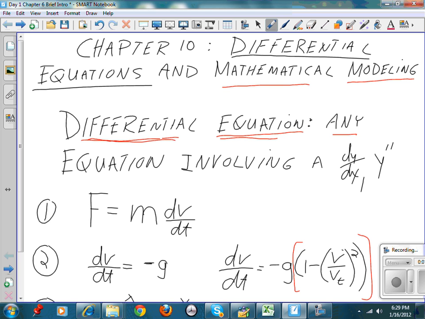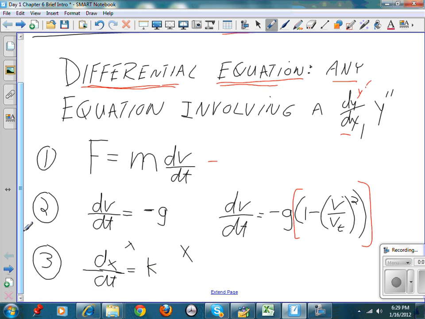A differential equation is any equation involving a derivative. You could have a first derivative, y prime, or a second derivative. Down here, I'll give you some examples you've seen in other contexts. Here's a differential equation: force is equal to mass times the change in velocity over time. Well, this is merely another way of saying Newton's second law. Force is equal to mass times acceleration. If I know the force over time, I can calculate the velocity function.